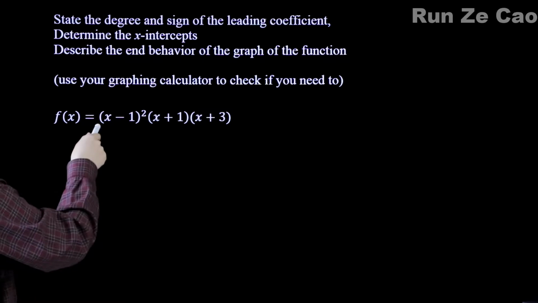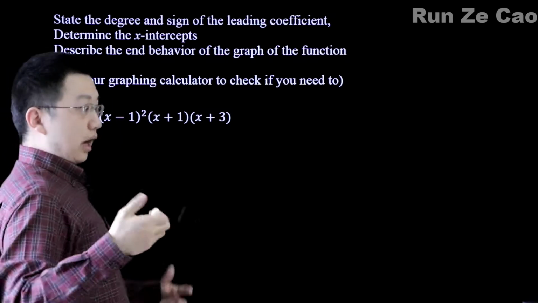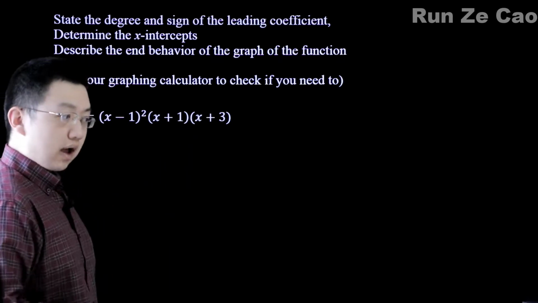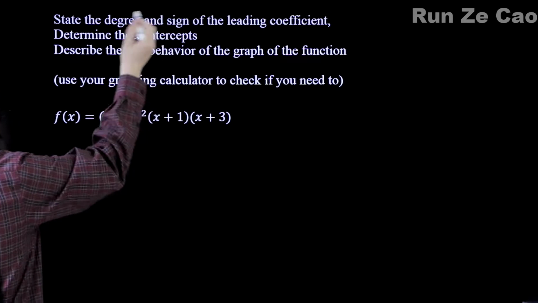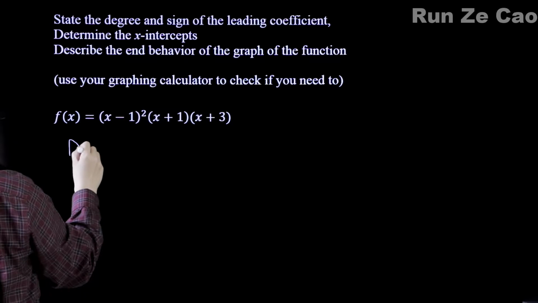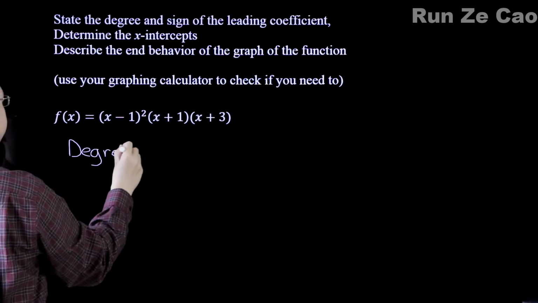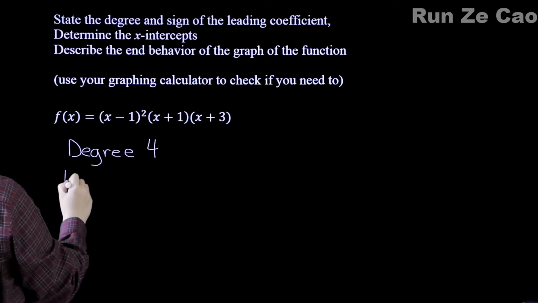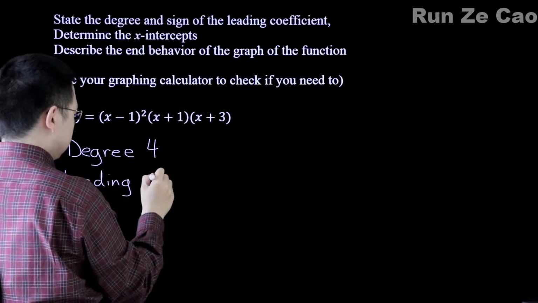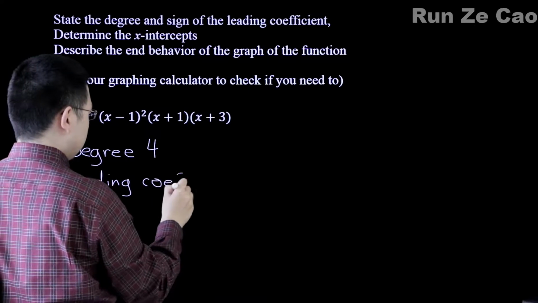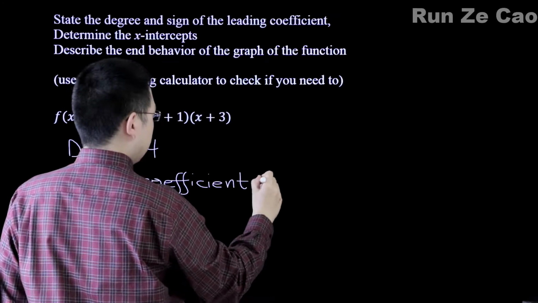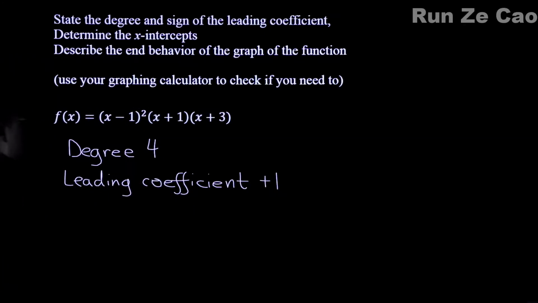Leading coefficient, what's that? Hey, x squared, we're going to end up with x squared, and times x, okay, x to the third, and times x again, oh, x to the fourth. So x to the fourth is degree 4. Leading coefficient is plus 1. Now, what about the x-intercepts?